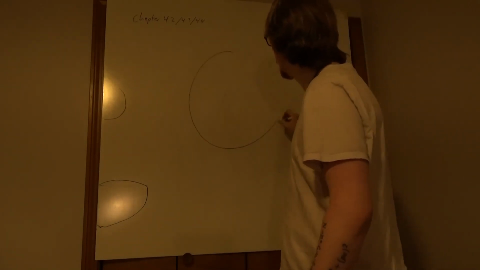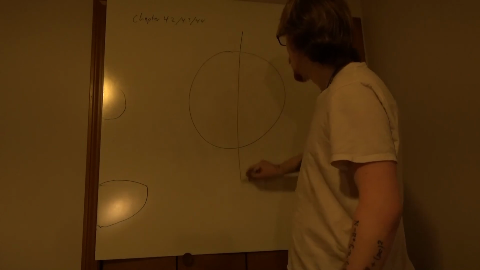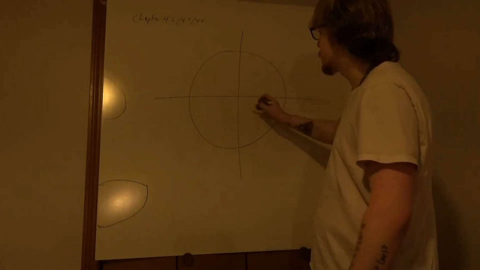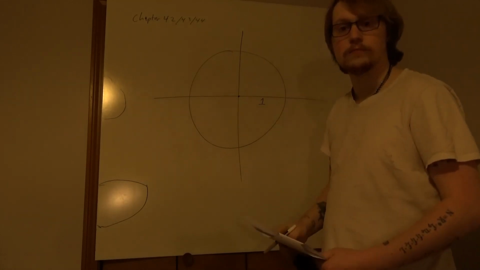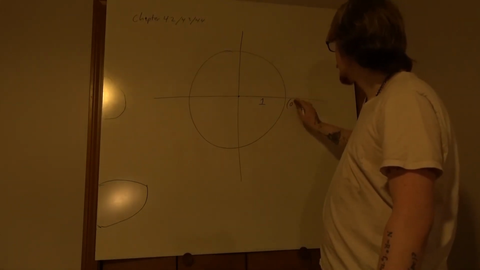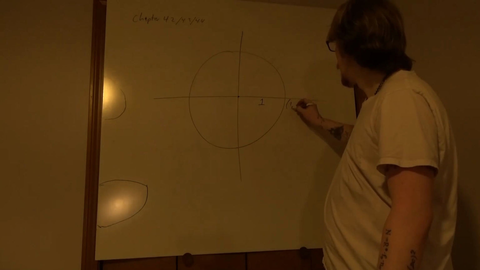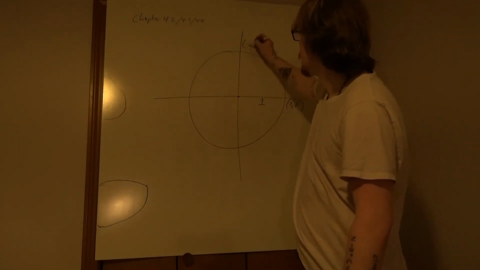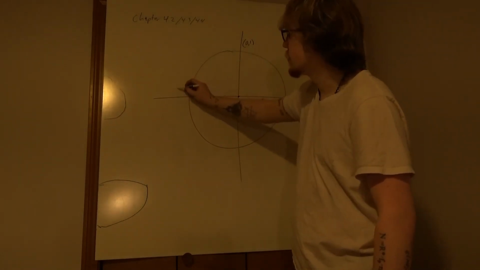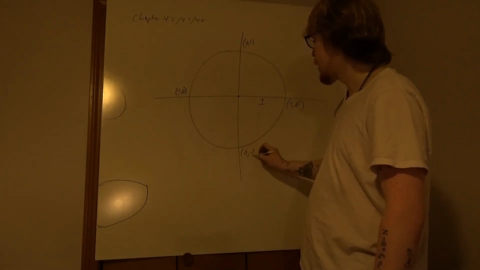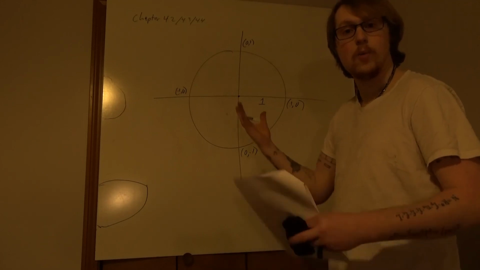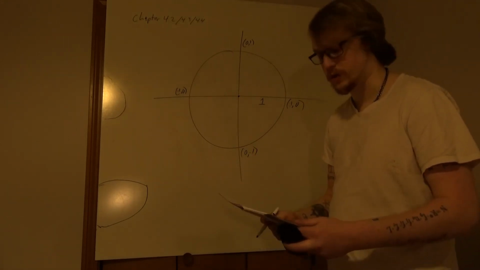So if we look at the unit circle on the xy axis, and we give it a radius of 1, again, that makes this the point 1, 0. That makes this the point 0, 1. Makes this the point negative 1, 0, and makes this the point 0, negative 1, right? Just by going on what we know about the Cartesian coordinate system.